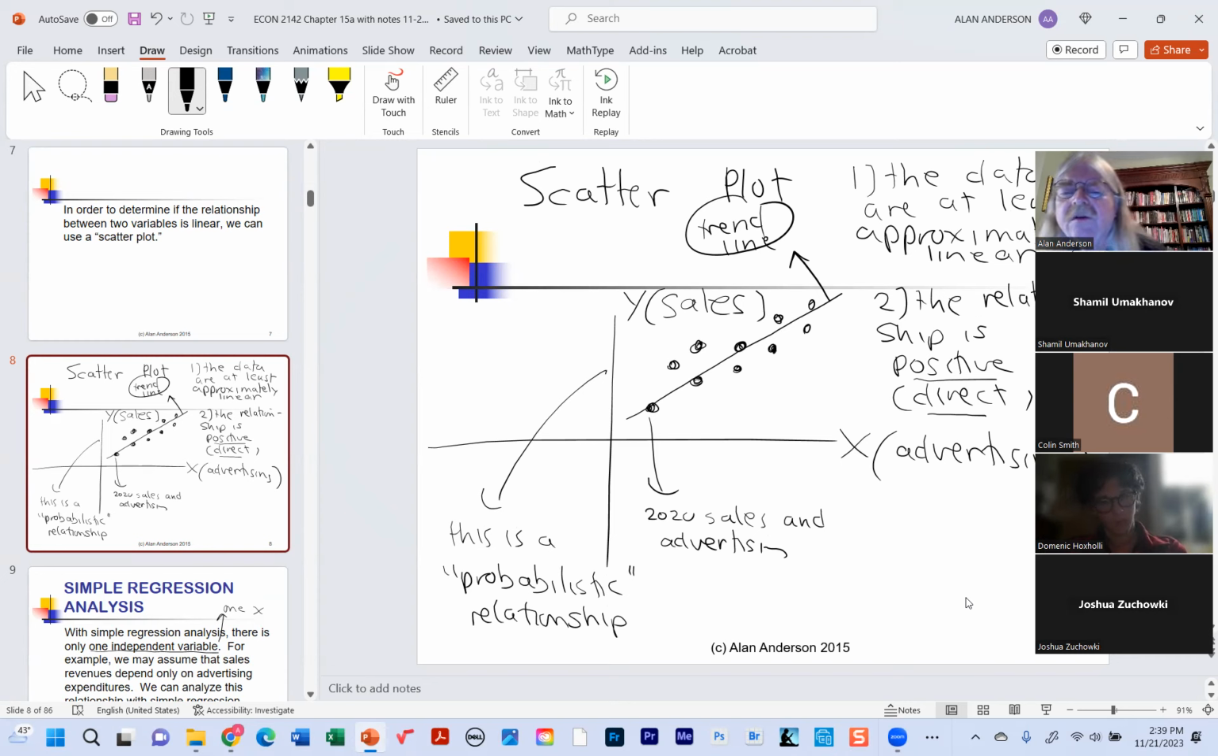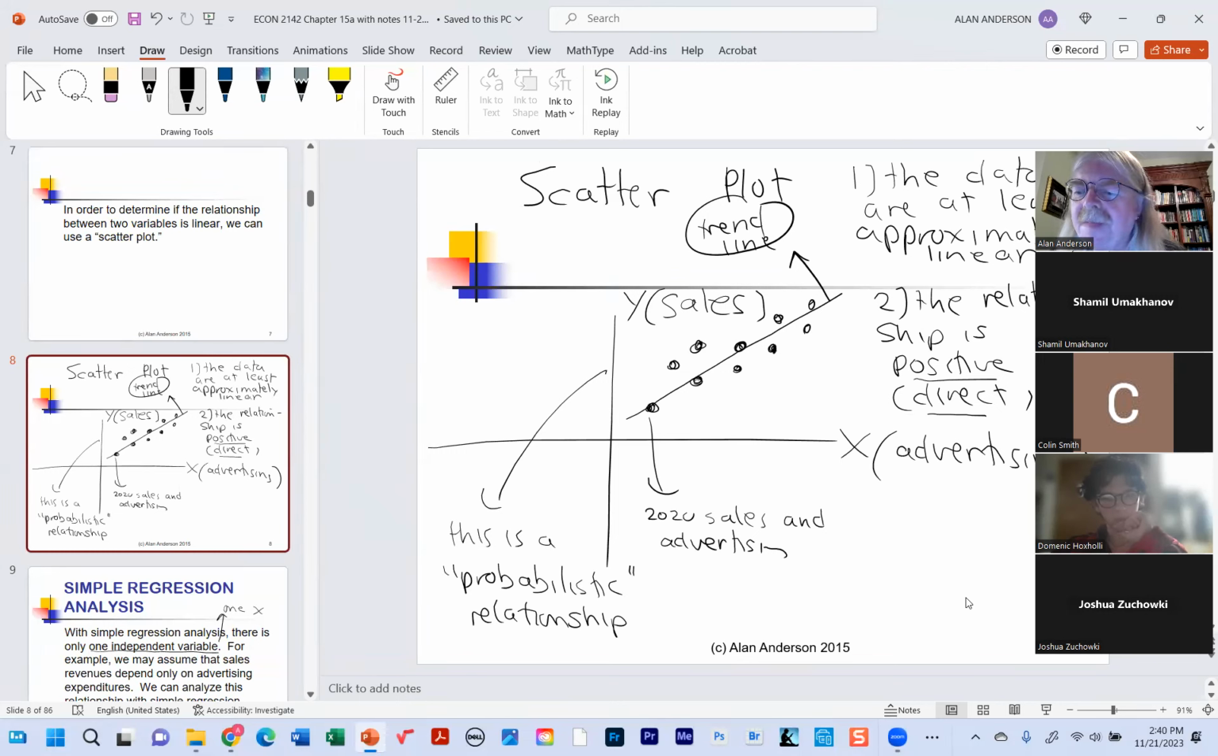By the way, that line that I've drawn through the points is an attempt to capture as best as possible that relationship. And we call that a trend line. The equation of that trend line is of interest to us because it tells us what kind of relationship there is and how one variable affects the other. So we can draw two conclusions from this graph. Number one, the data in our study are at least approximately linearly related to each other. And number two, the relationship is either positive or direct, meaning that x and y either rise or fall at the same time.